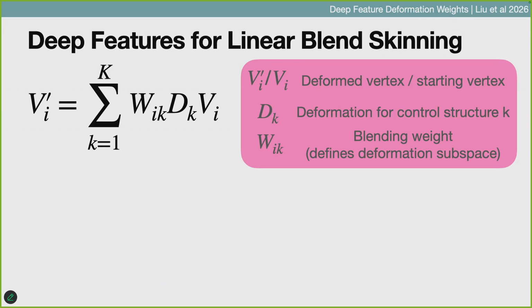So the basic motivation behind this deep feature deformation weights method is to see how we can incorporate 2D priors into a linear blend skinning model. For those who are unfamiliar, linear blend skinning is a pretty classic and simple method for interpolating deformations assigned to low-dimensional control structures to a higher dimensional surface representation, such as a triangle mesh. This is a linear blend skinning equation. So V prime and V are the deformed and initial vertices, respectively, and we have deformation matrices D assigned to K control structures. And W here is the matrix that stores those linear blending weights.